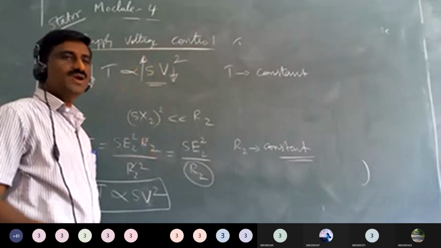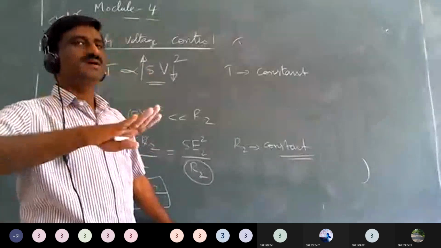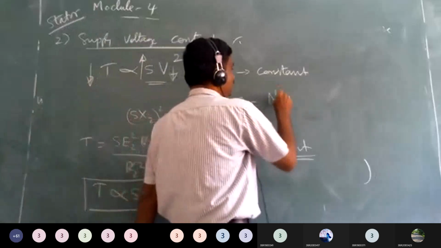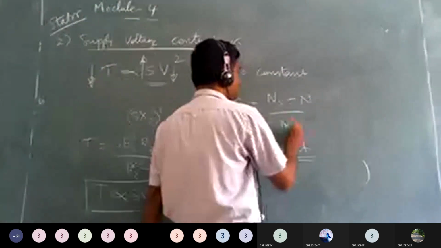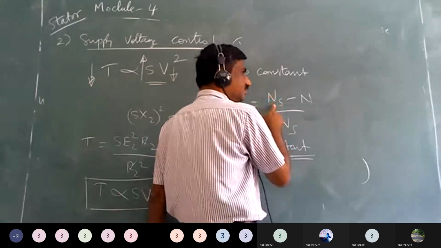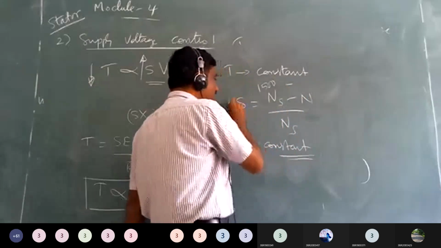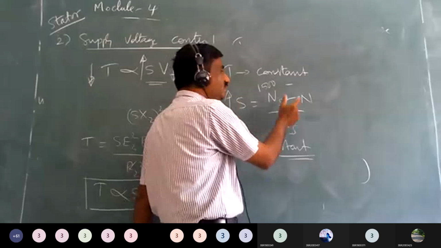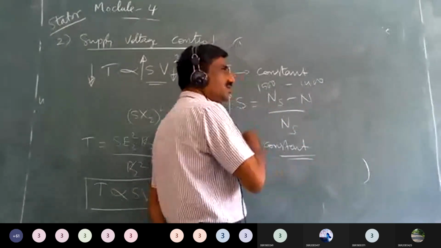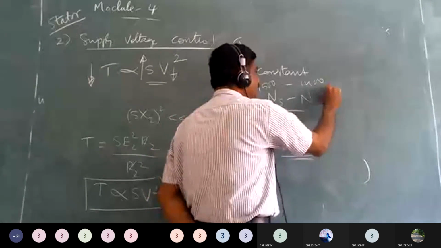Slip will increase automatically in order to maintain the motor's load constant, whatever the load is. Slip increases, what does it mean? Slip is (Ns minus N) by Ns, isn't it? When slip increases, Ns is a constant, let us say 1500 for example. Now, when slip is increasing, this difference will increase. First it may be running at 1400 RPM. Now, if slip increases, it is now running at 1000 RPM.